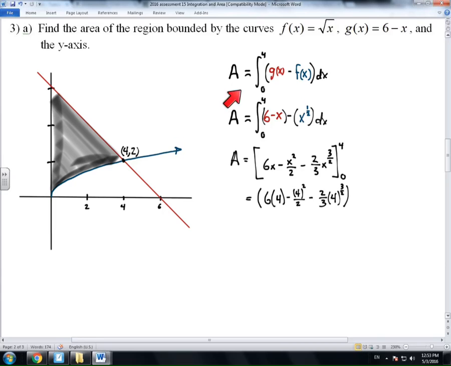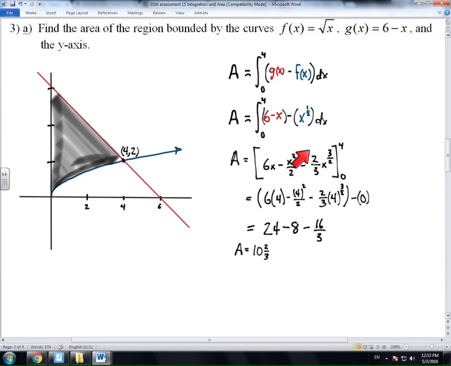So all I have to do here is show the difference, upper minus lower. So the red is the upper, the blue is the lower, and find the antiderivative of each and evaluate from 0 to 4. I know 0 to 4 because that's the point of intersection right here. You can find that algebraically if you need to, but in this case, just common sense and looking at the graph, that's how I got that. So, anyway, it turns out that the area is 10 2/3.